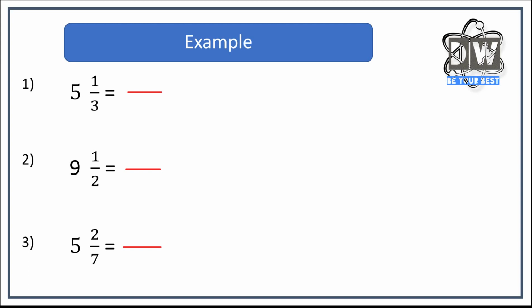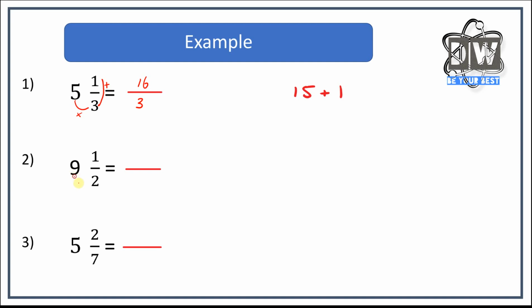Okay, so the first one is we're going to go 5 timesing by 3. That will give us 15. But we've also got to add that top number to it, don't we? So we're going to add the 1 to it. That's going to give us 16 thirds, isn't it? Remember why we don't change that bottom number.